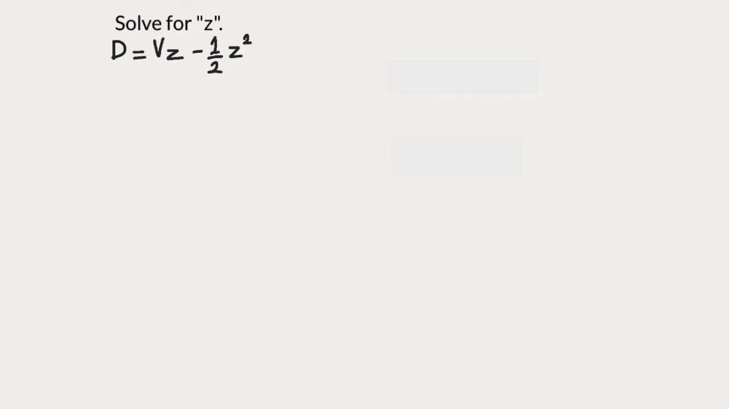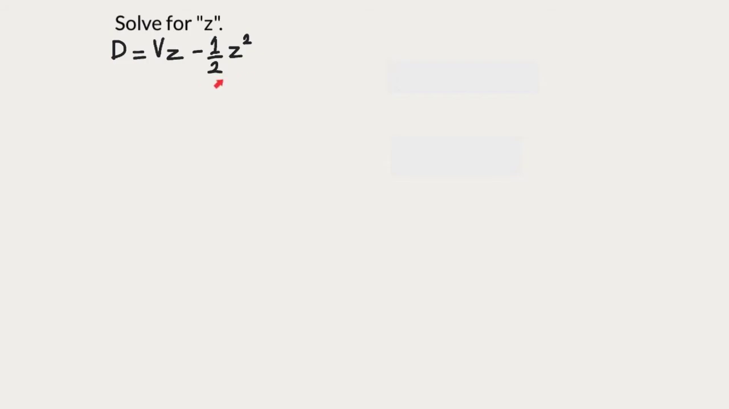Algebraic manipulations, practice 1, problem 8. Solve for z. The equation given is d equals vz minus half z square. This is a quadratic equation because the power of z here is 2. There is a fractional term, half z square.